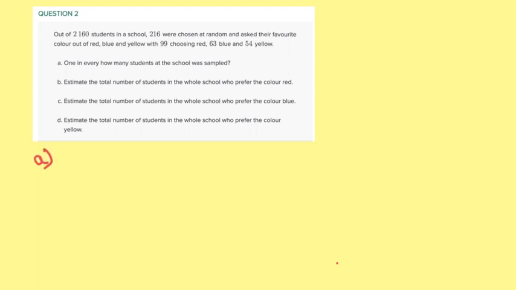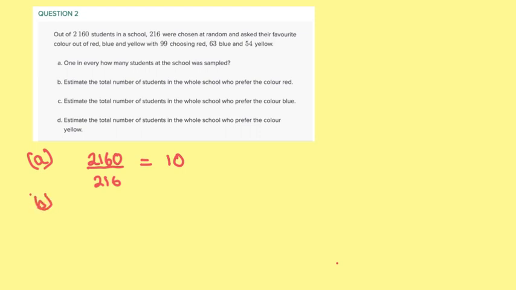A. Divide the total number of students at the school by the number of students that were asked their favourite colour. So therefore we get 2160 divided by 216, which equals 10. So 1 in 10 students were asked.